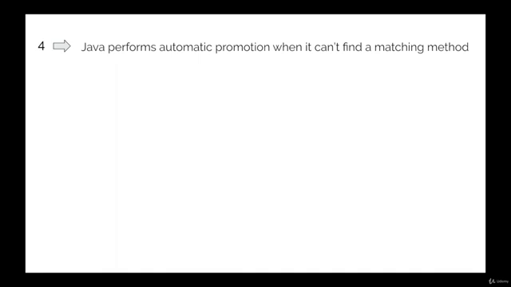Now the next rule says that Java performs an automatic promotion when it can't find a matching method. Now what does that mean? Whenever you are trying to call an overloaded method, and for the parameter you have passed Java is not able to find a perfect match, in that case Java will perform an automatic promotion. Now what does this automatic promotion look like? This is one of the types of automatic promotion that can be performed by Java when it doesn't find a valid match.